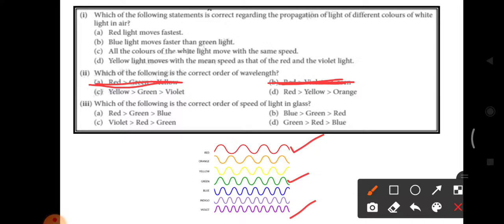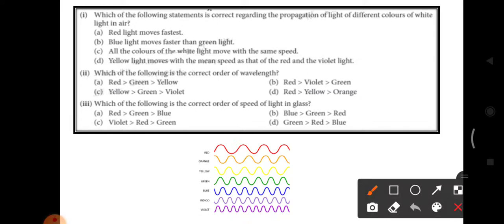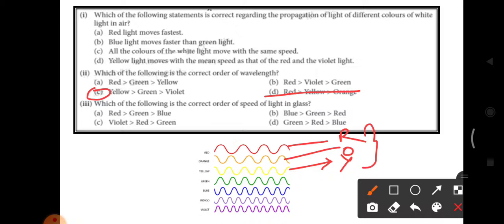The third one: yellow first, then green, then violet. So these are in increasing order. So option C is the correct answer. We will check option D also. Red, yellow, orange. This is the wrong order. So option C is the correct order. Which of the following is the correct order of the wavelength? Yellow, green, violet.